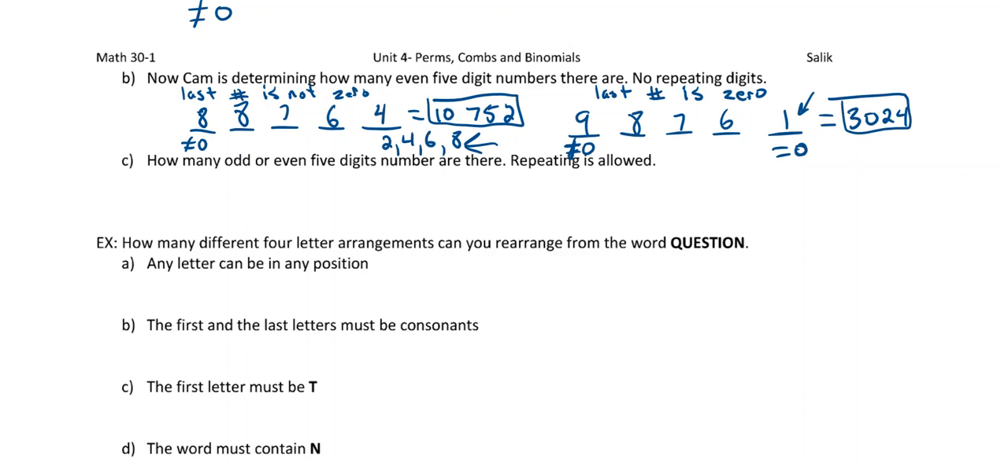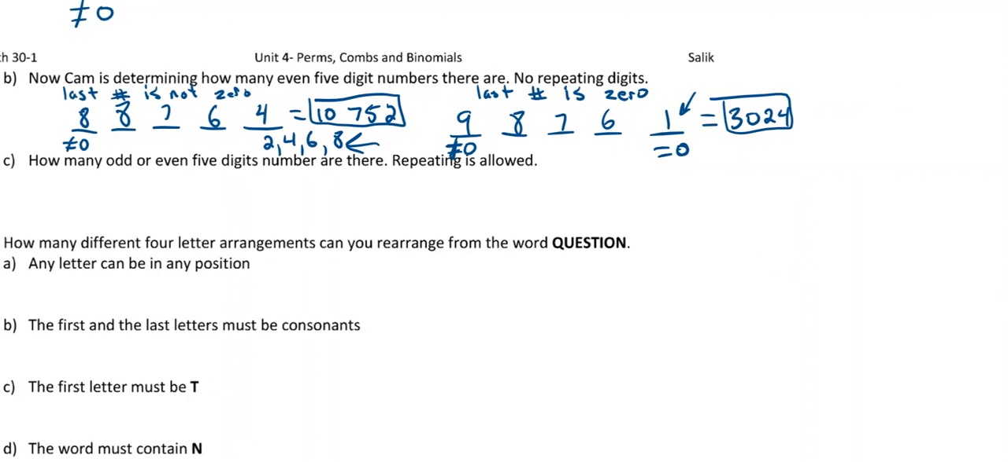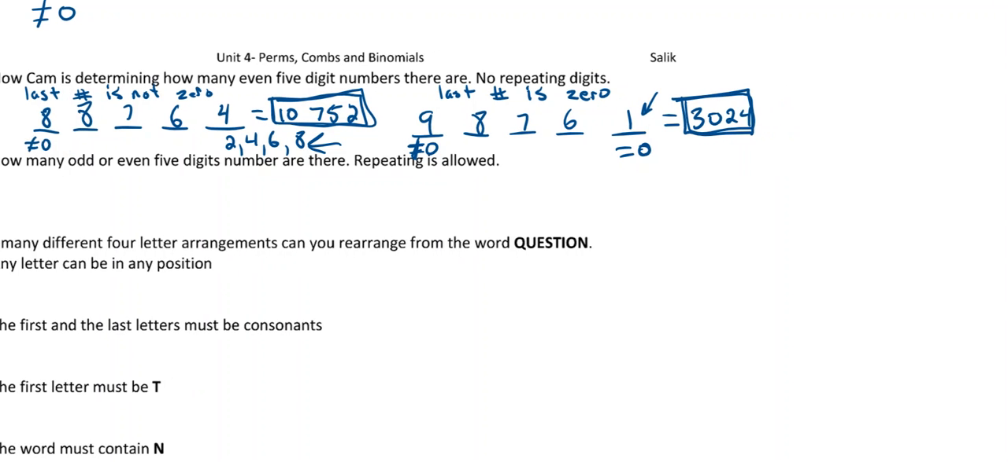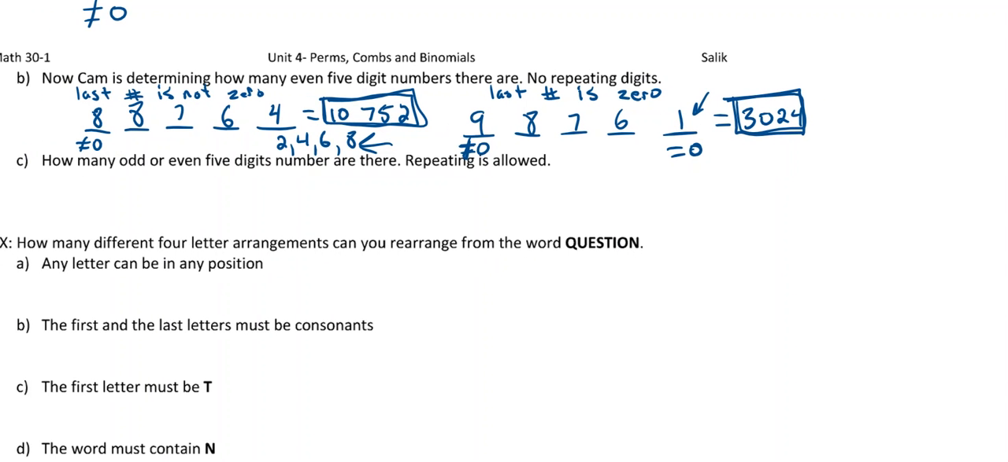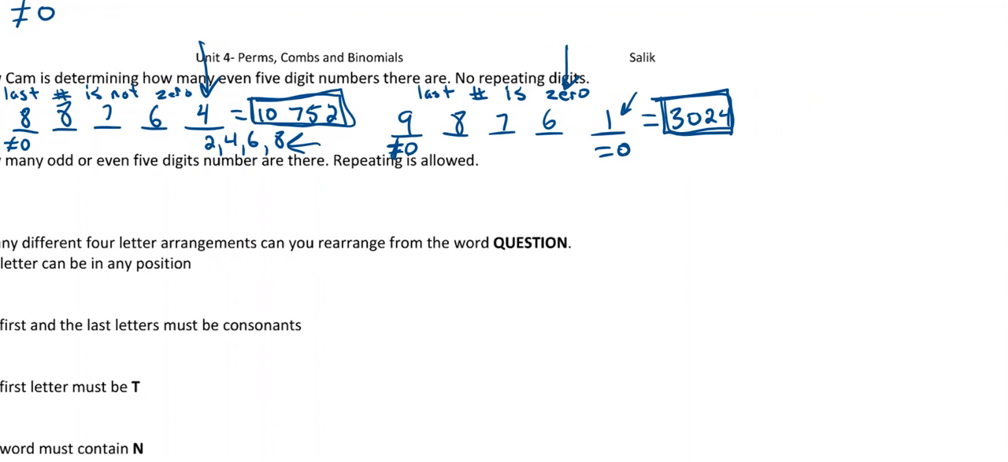Okay, so now, in this situation, we split it up, right? There was this many ways, and then also this many ways, okay? So in this situation, we're not going to multiply them. We add these together. These are like different cases. This is like case number 1, and this is like case number 2. So we just add those different situations up.